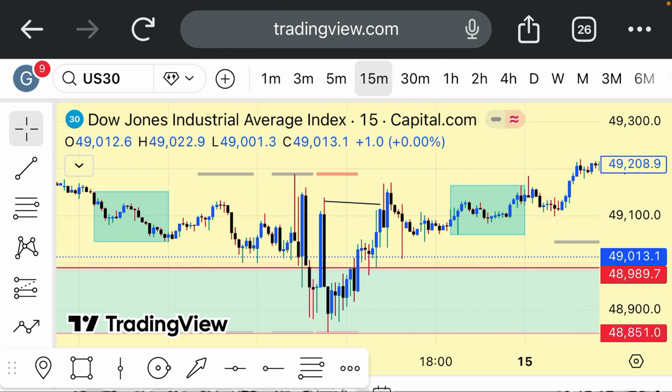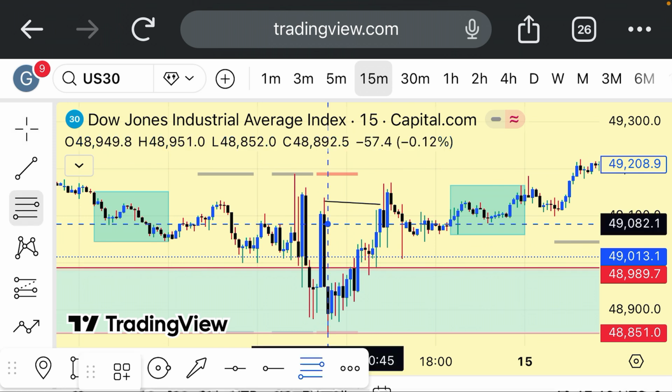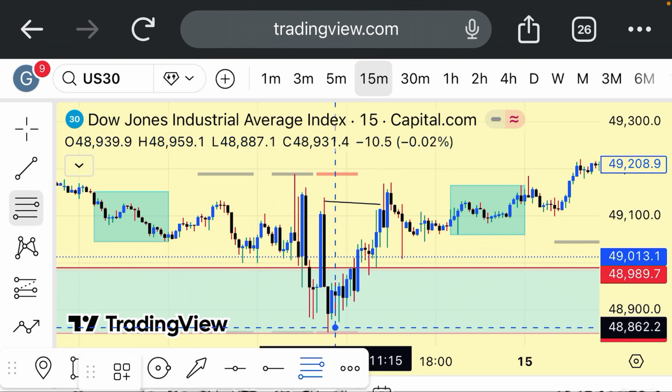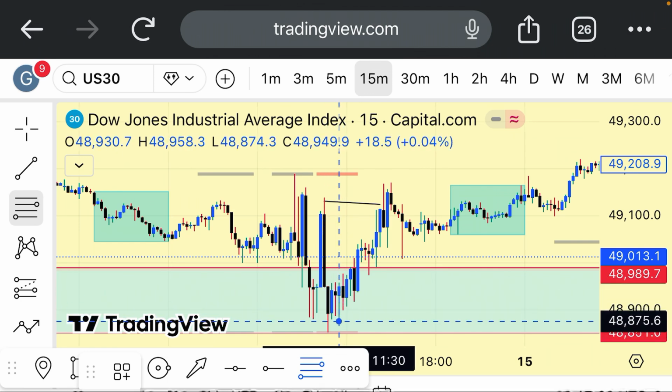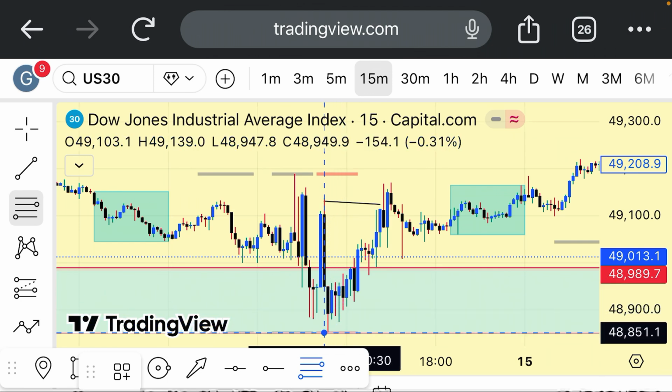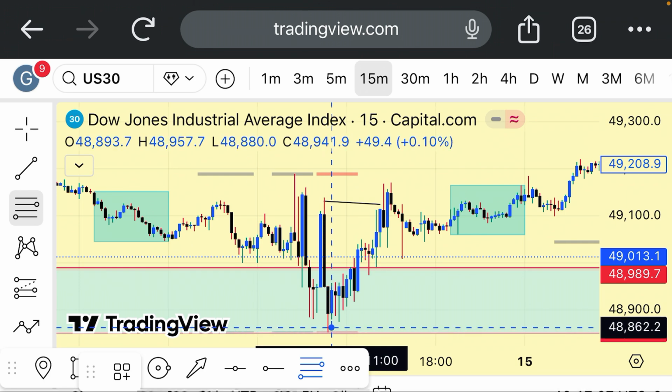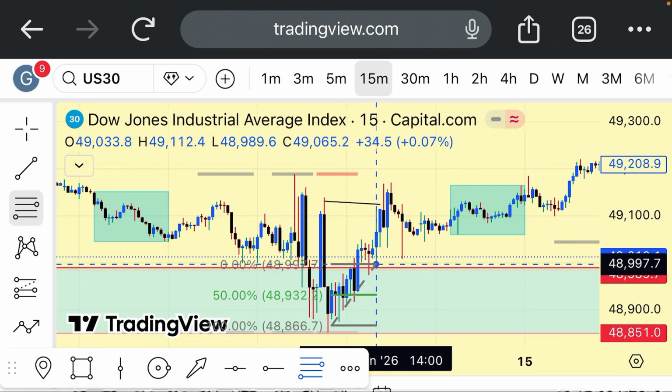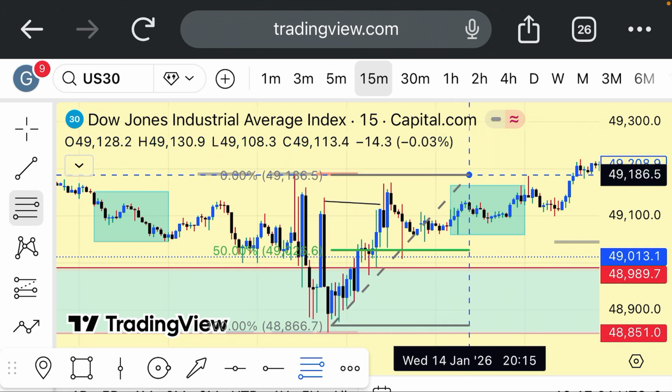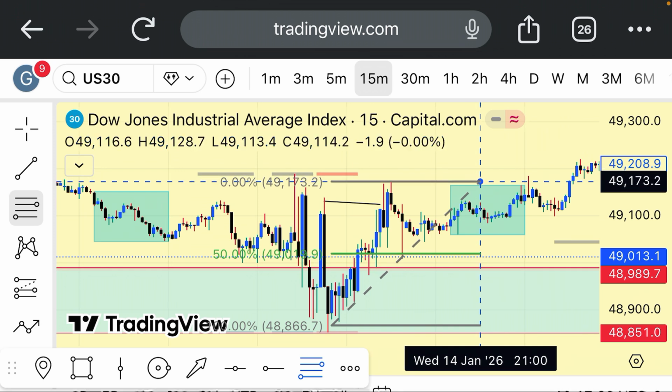How I do it is very simple. I use my fib. Bringing my fib, I look for a swing point. The swing point is where the low started and where the high started. So if you measure from here to here, you're going to see what I'm saying. You measure this fib from the swing low to the swing high, because in this case we want to buy.